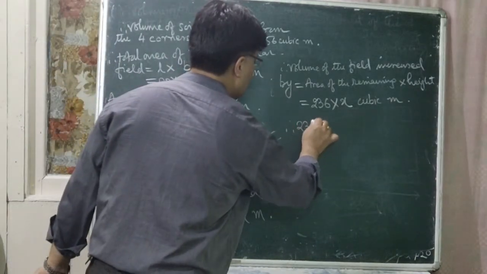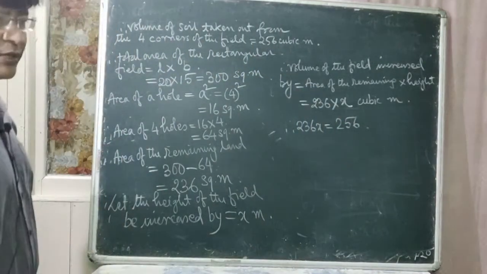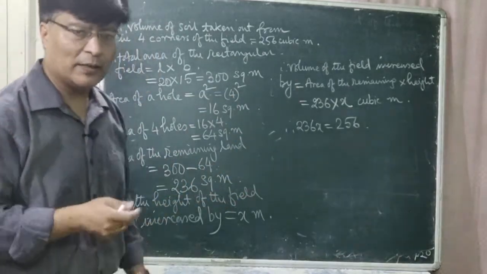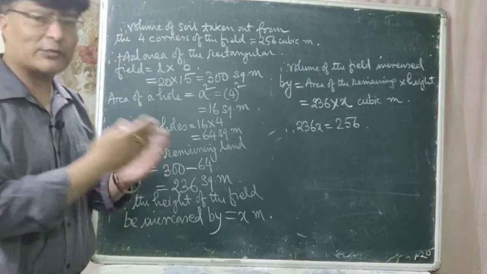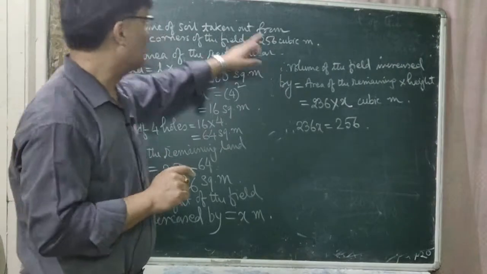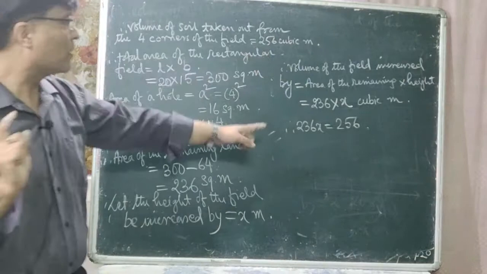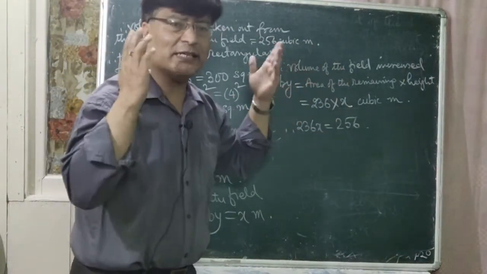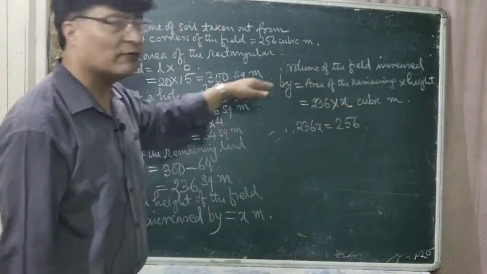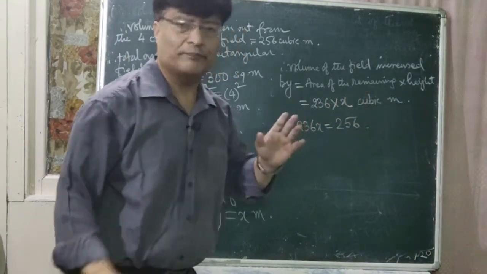That means, therefore, 236x is equal to 256. I think you have understood it. त्यो जुन चाहिँ four corners को holes बाट माटो निकालियो, त्यही माटो नै remaining land को वरिपरि छरिँदैछ, बुझ्दैछ? So what is the volume of the soil taken out from the four corners of the field? That is 256 cubic meter. Is that clear? अनि volume of the field that is increased by is equal to area of the remaining land into height. This will give you the volume of the field that is increased by, which is equal to 236 into x cubic meter.